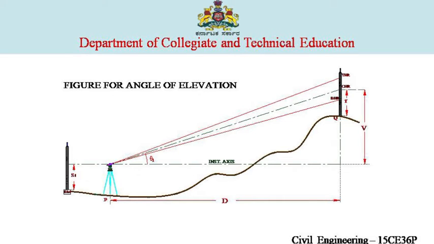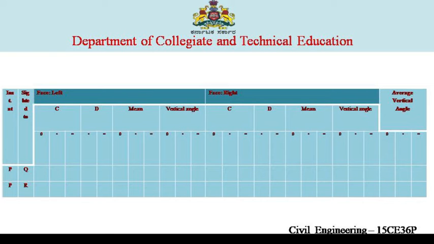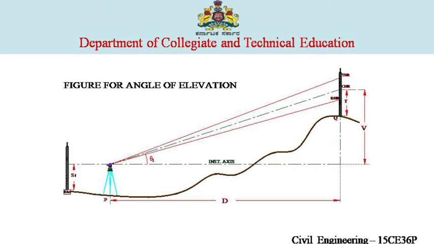With the same inclination of the telescope, without disturbing it, we need to read the vertical angle theta 1 in verniers A and B, and enter the readings in the tabular column. This is the tabular column we have to use for entering the vertical angle readings. All the above steps are repeated by changing the face from left to right.